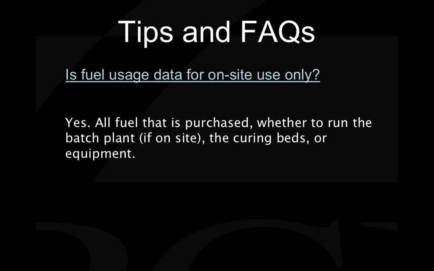So is fuel usage data for on-site use only? Yes. So when you're entering in the plant input tab the amount of fuel that you're using, that is only fuel that's purchased on-site. And the reason for that is any fuel that is used to transport raw materials from your raw material supplier to your plant gate is calculated by those transportation distances and the modes. So we're already capturing that. So this is only fuel that you're purchasing to use on site.